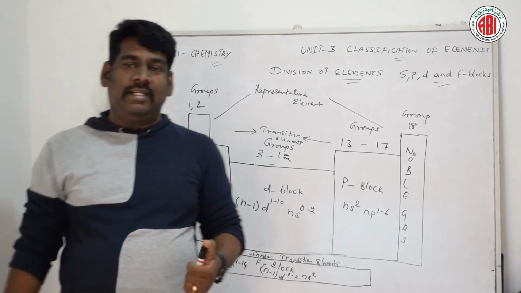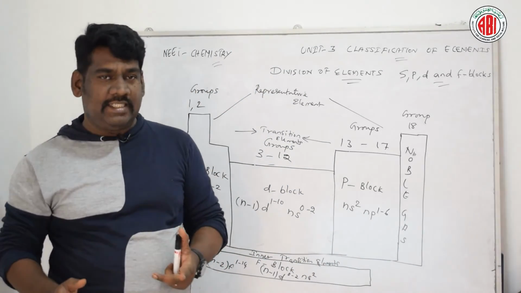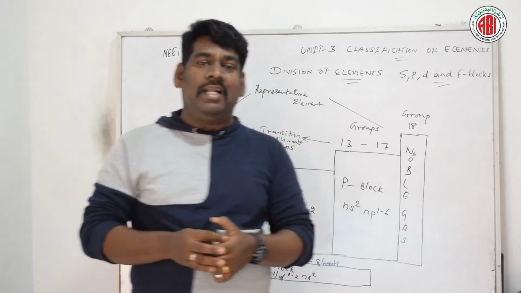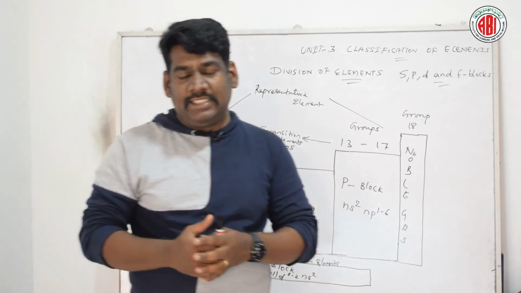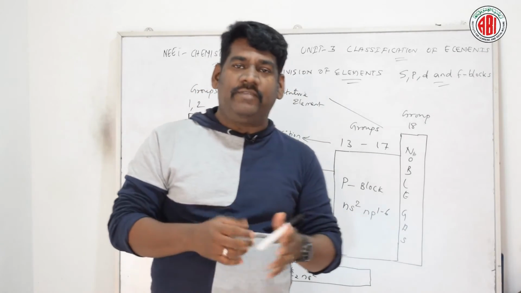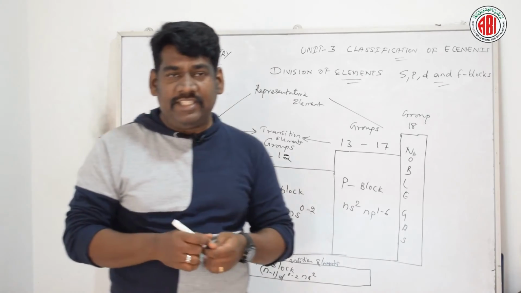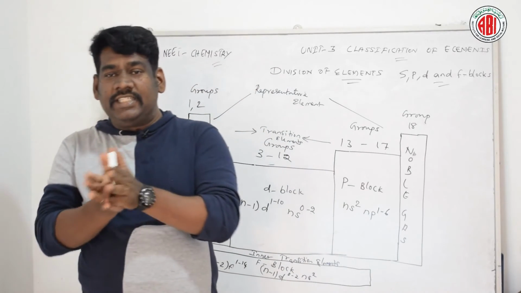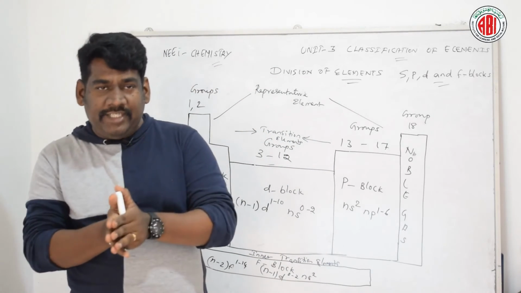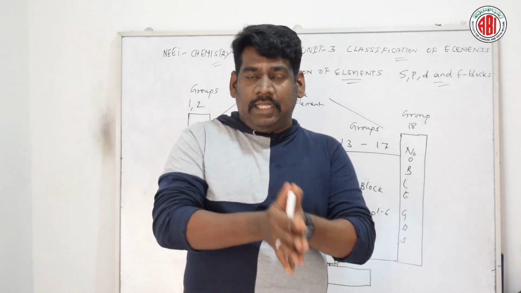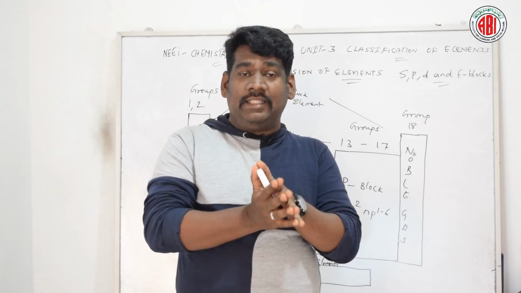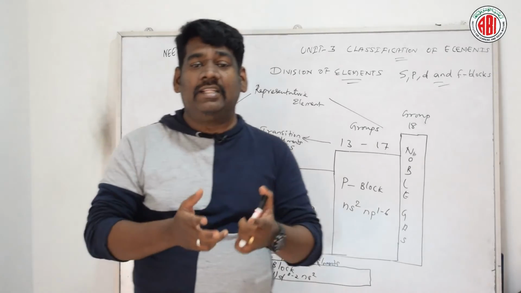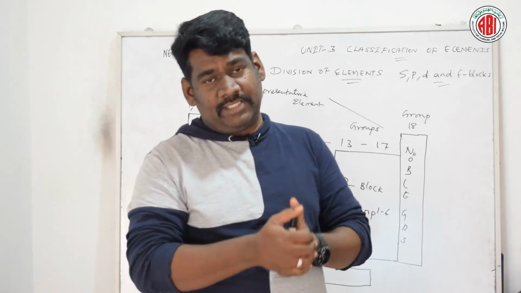These F block elements contain two different series of elements that are placed at the bottom of the periodic table. They are called lanthanides and actinides. For example, the first series starts with lanthanum, whose atomic number is 57, and the elements present in this series are cerium to lutetium, from 58 to 71. They are called the lanthanides, and these are also called the rare earth metals or rare earth elements.